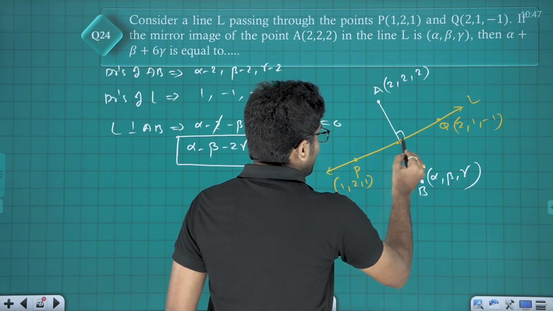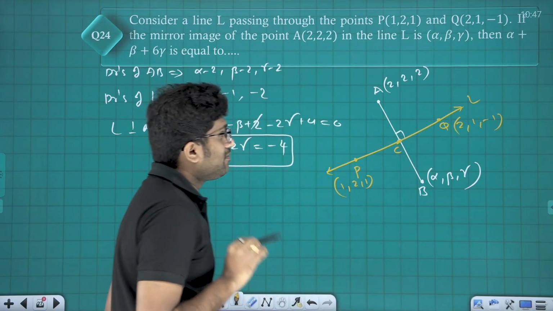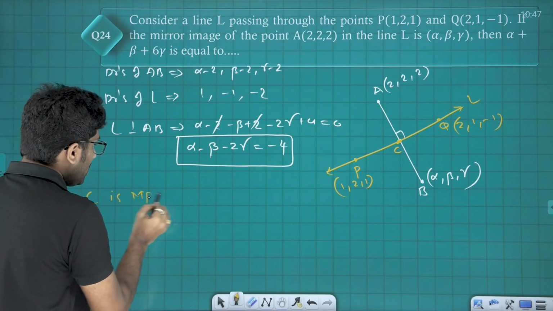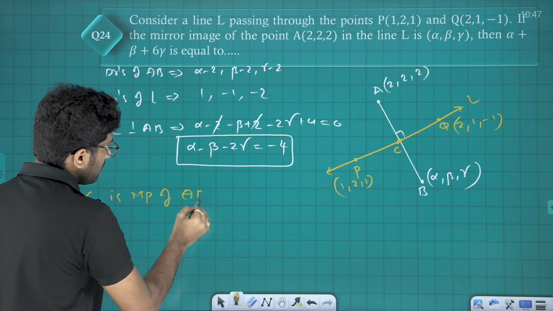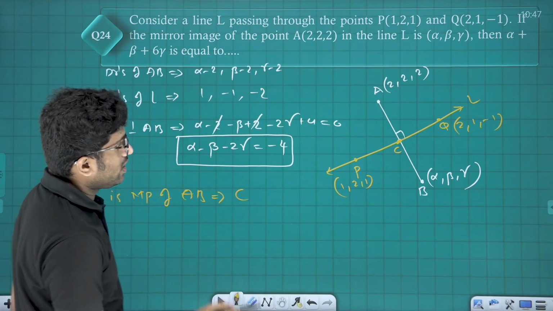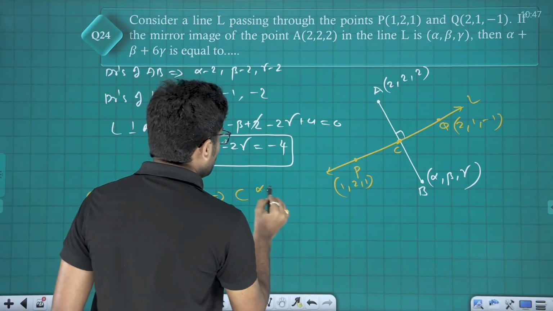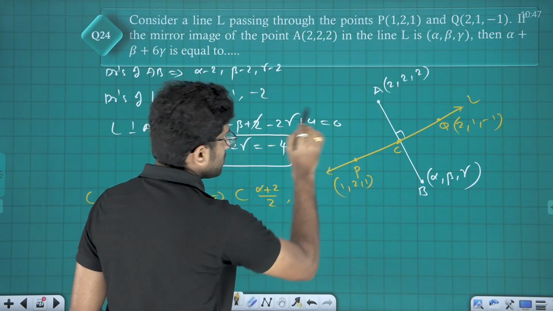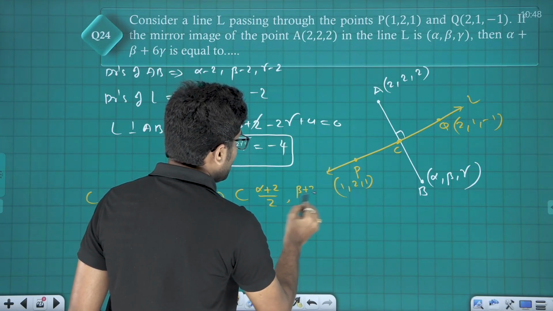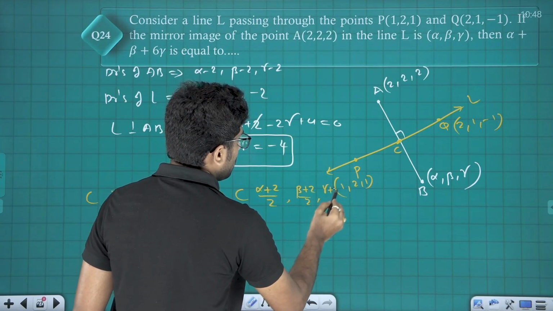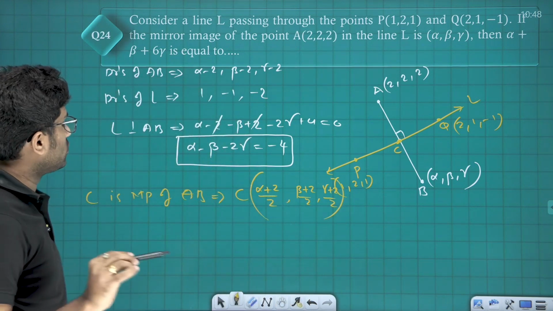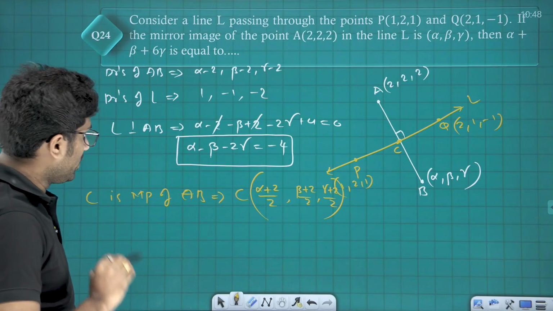Clearly friends, let this point be C. C is the midpoint of AB. So that means C will be having coordinates (alpha plus 2)/2, (beta plus 2)/2, (gamma plus 2)/2.